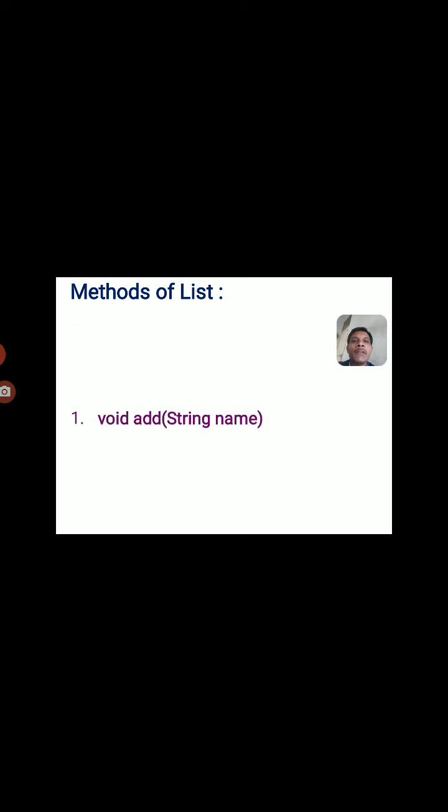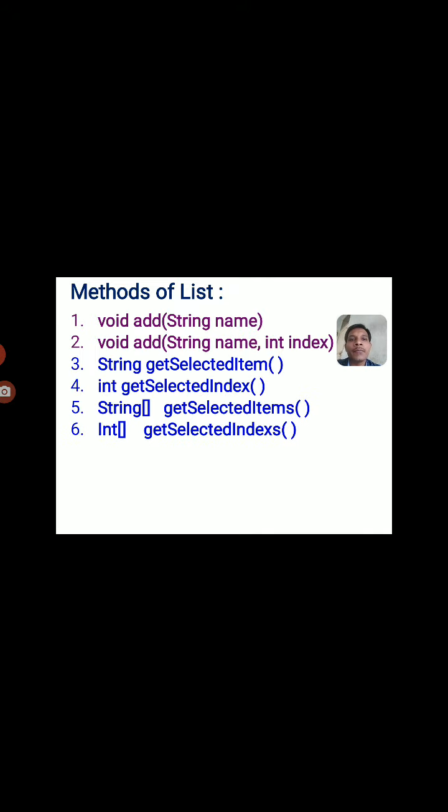The next point is the methods of list. Previously we discussed the various methods of choice. Some of the methods are the same in the list. So first is void add. This method is used to insert an atom into the list. The string name parameter specifies the name of the atom which is inserted or added into the list.